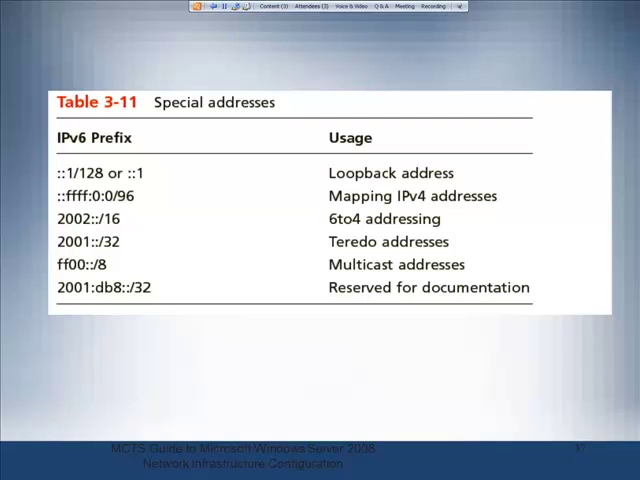Mapping for IPv4, 6 to 4 addressing, start with 2002. Teredo addresses, and they discuss Teredo addresses in this book. Teredo is Microsoft's 6 to 4 tunneling protocol. 2001. Multicast starts with FF0, 0 reserved, 2001. And FE are the link local addresses. And if you look at an ipconfig on these machines, they're going to have, I think, one that starts with FE.